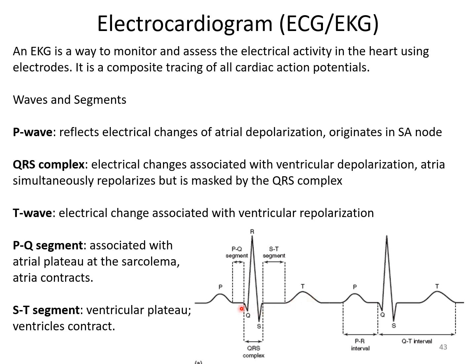Then we have two different segments, the PQ segment. This is associated with atrial plateau, and this is where the atria contract. And then the ST segment is when the ventricles contract. So you have the atria depolarize, that's the electrical side, atrial depolarization, atria contract. Ventricle depolarization, again an electrical event, ventricles contract, that's a physical event. And then the ventricles repolarize.